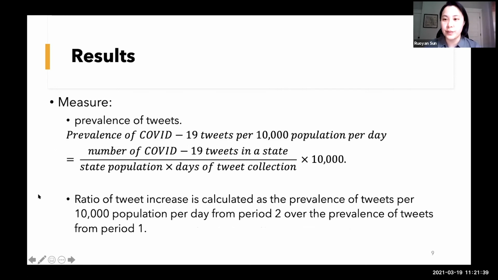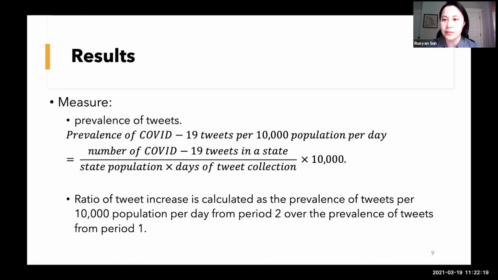For the measures we used in the study, we constructed two different measures based on previous literature and also our needs for the analysis. The first one is called prevalence of tweets. It is calculated as the prevalence of COVID-19 tweets per 10,000 population per day at the state level. We looked at the total number of COVID-19 tweets in a state, and divided by the state population times the days of tweet collection. And because this is per 10,000 population, we also multiply it by 10,000. So this is the prevalence of tweets.